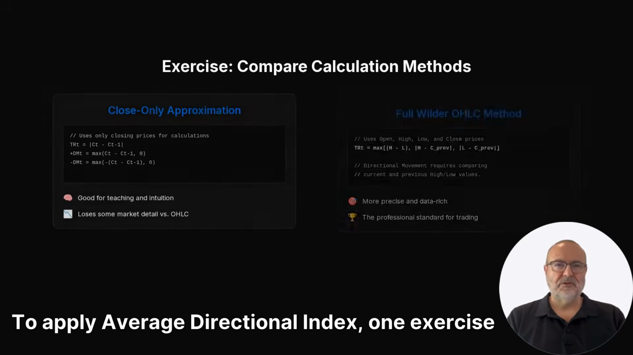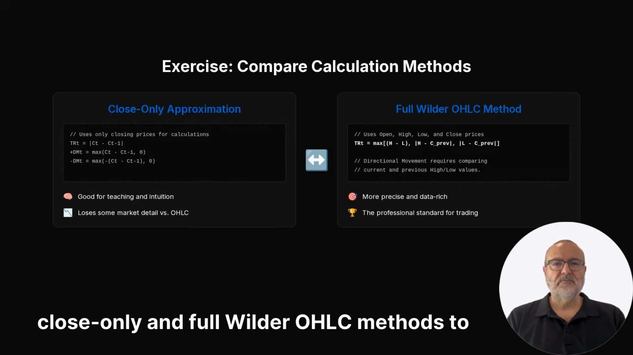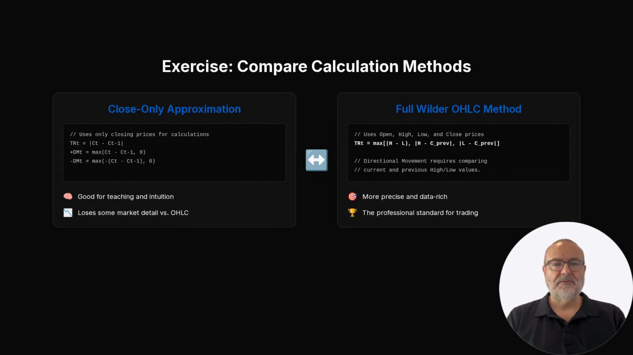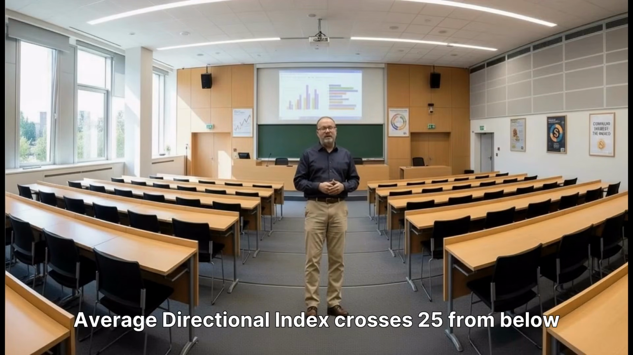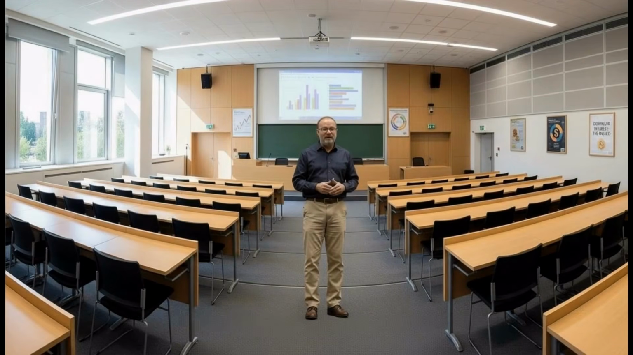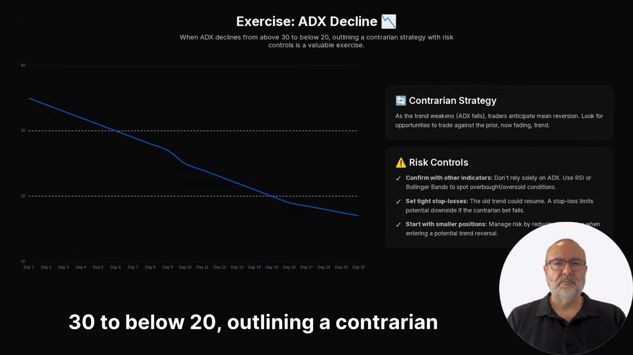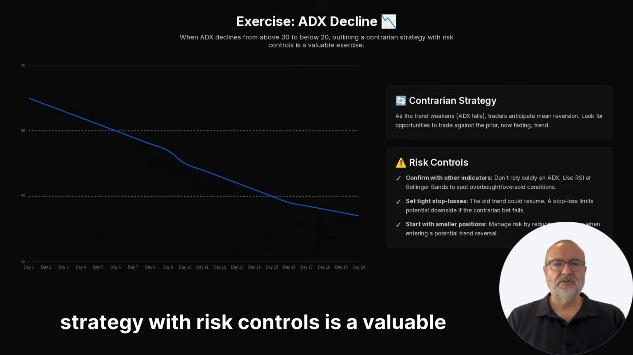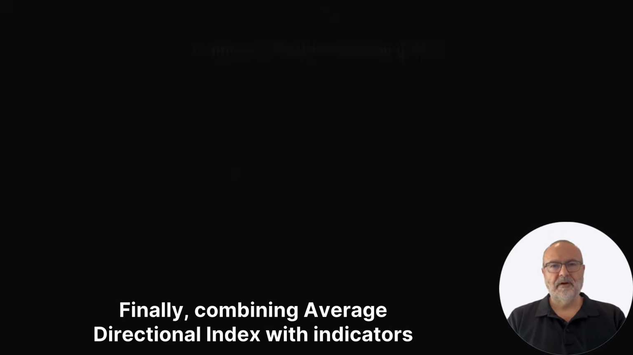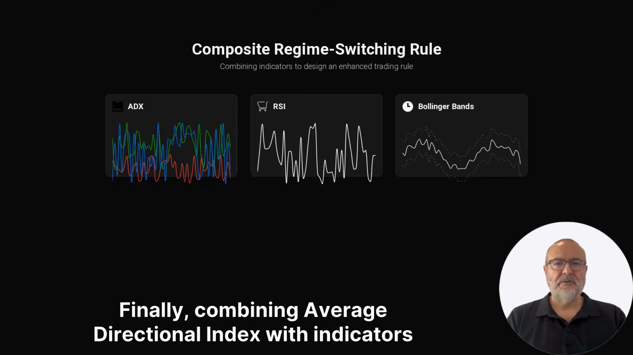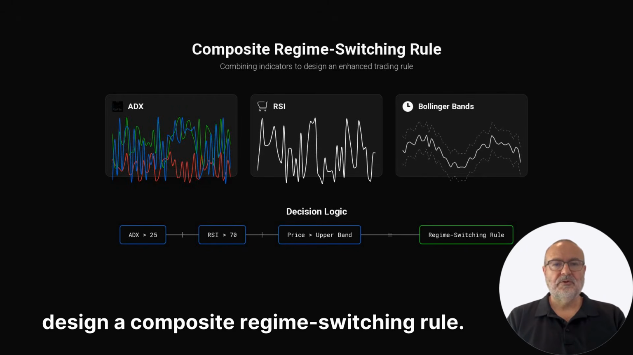To apply average directional index, one exercise involves computing average directional index using both close-only and full Wilder OHLC methods to compare signals. Another exercise is to identify periods where average directional index crosses 25 from below and describe how to size a momentum trade. When average directional index declines from above 30 to below 20, outlining a contrarian strategy with risk controls is a valuable exercise. Finally, combining average directional index with indicators like RSI or Bollinger Bands can help design a composite regime switching rule.